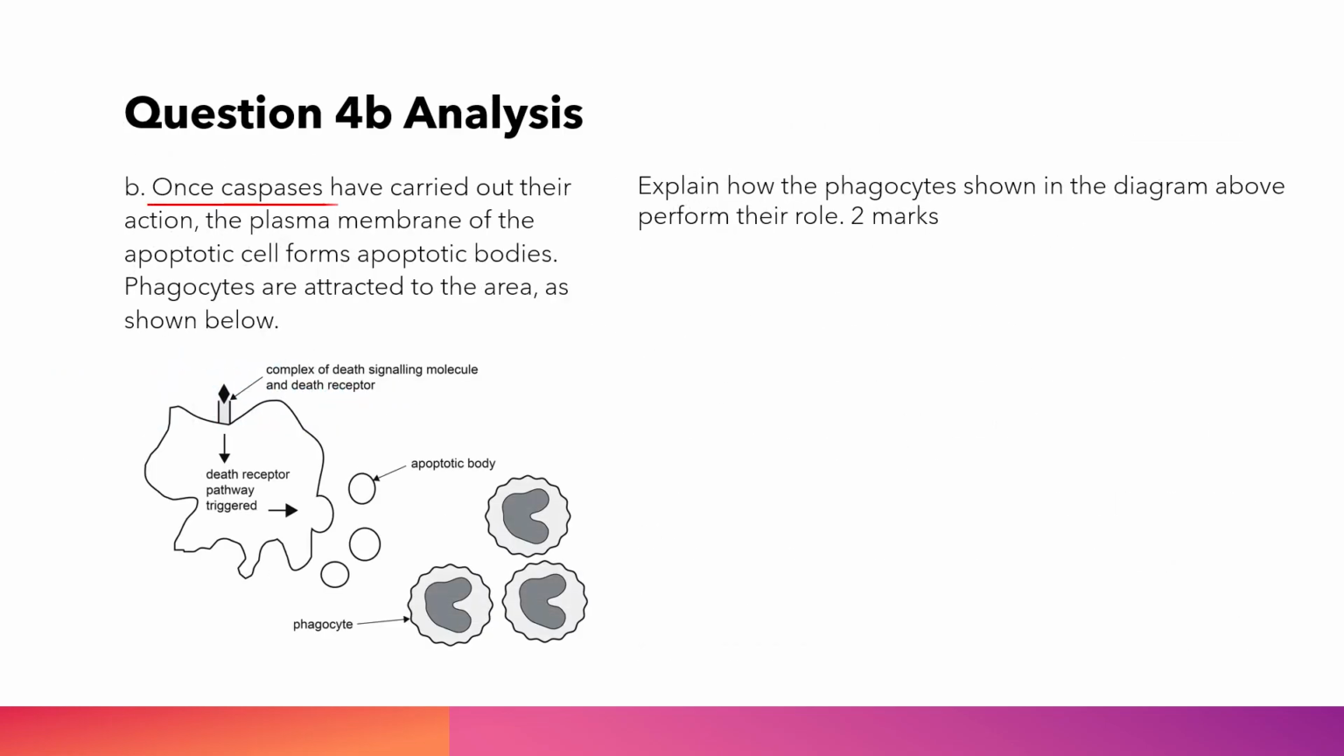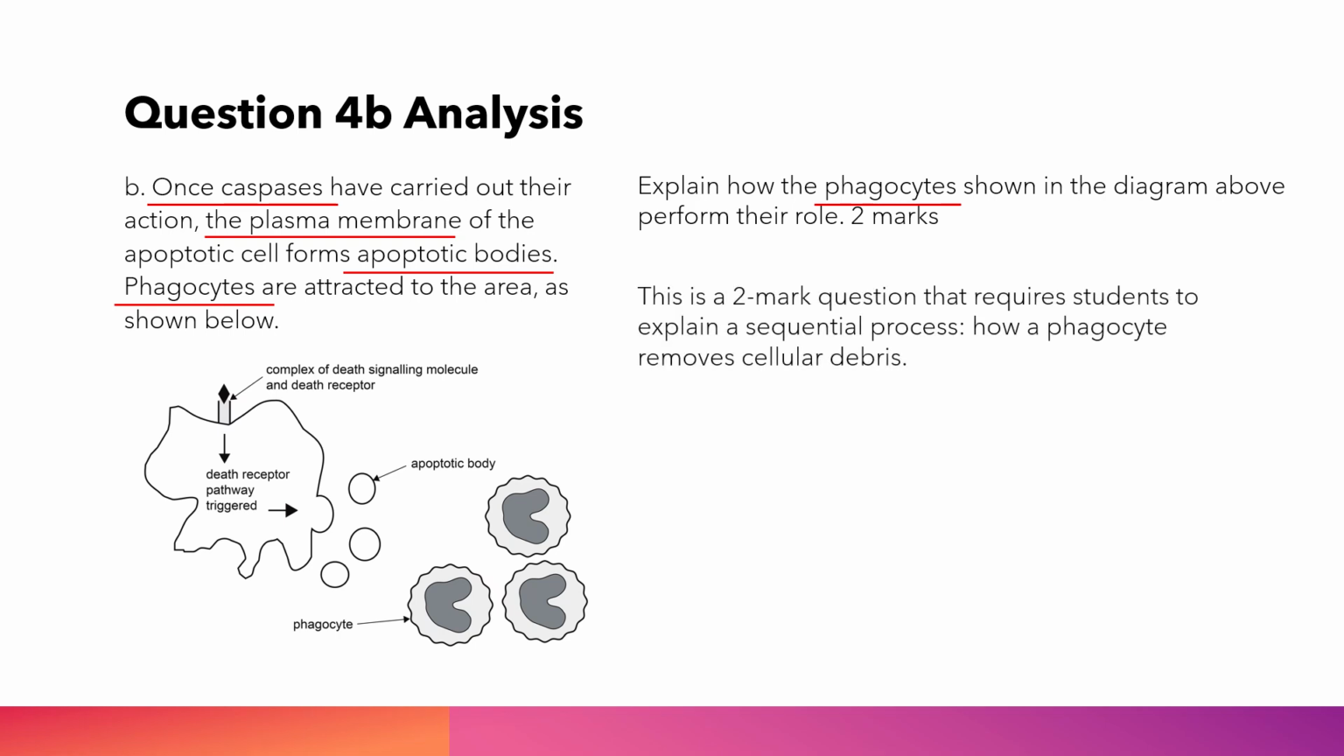Once caspases have carried out their action, the plasma membrane of the apoptotic cell forms apoptotic bodies. Phagocytes are attracted to the area, as shown below. Explain how the phagocytes shown in the diagram above perform their role. This is a 2-mark question that requires students to explain a sequential process: how a phagocyte removes cellular debris.